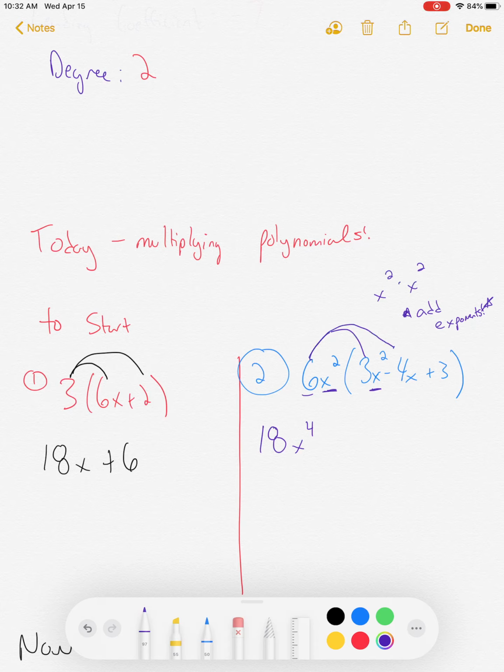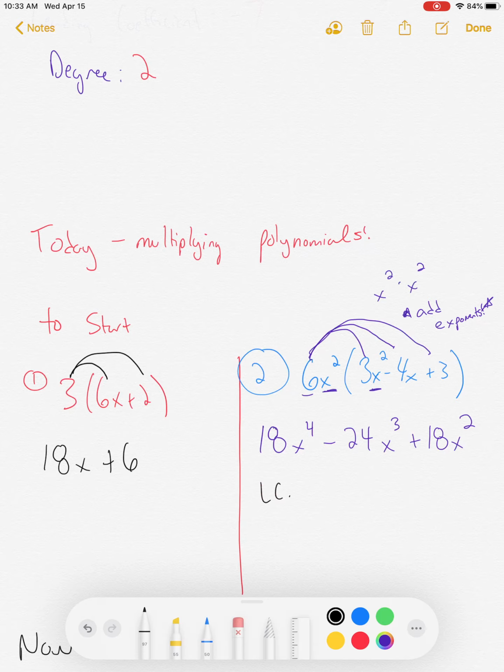Okay, so when I go to the next one, I have a 6x squared times negative 4x. So 6 times negative 4 should give you a minus 24. Now I have x squared times x. That would give me a total of 3 x's, so x to the third. Last but not least, 6x squared times 3. Well, 6 times 3 is plus 18. And then I also have my x squareds.